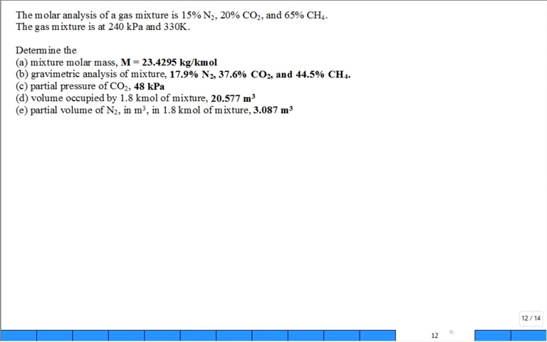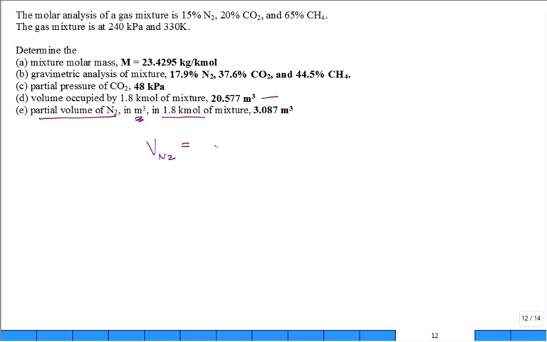Another part, part E. Partial volume of the nitrogen in meter cubed in 1.8 kilomoles of that mixture. So we know that the total volume occupied by 1.8 kilomoles is that volume. So how do I calculate that partial volume? How do I calculate the volume occupied by the nitrogen? It's the Amagat's model, the partial volume concept.